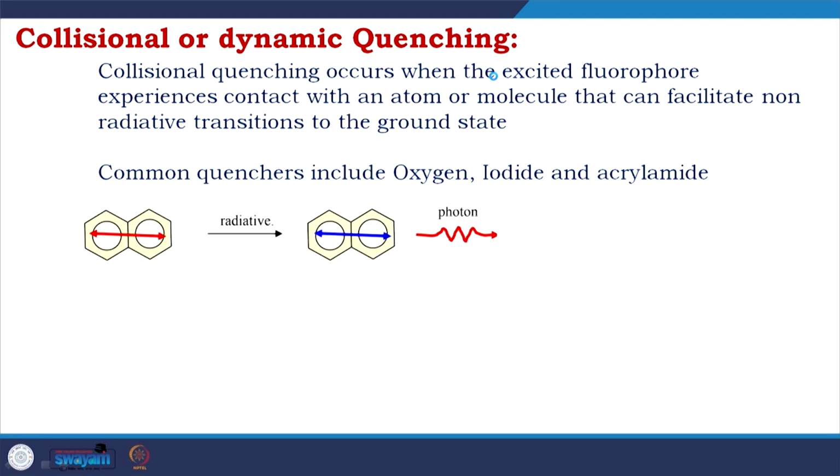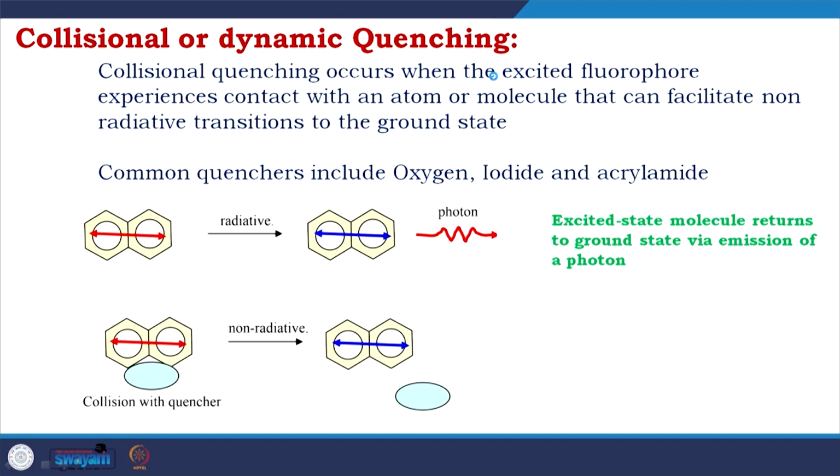So, when you see a molecule, it get excited and give radiative transfer. So, excited state molecule return to ground state via emission of a photon. It goes to the excited state, it gives back a photon and come back.